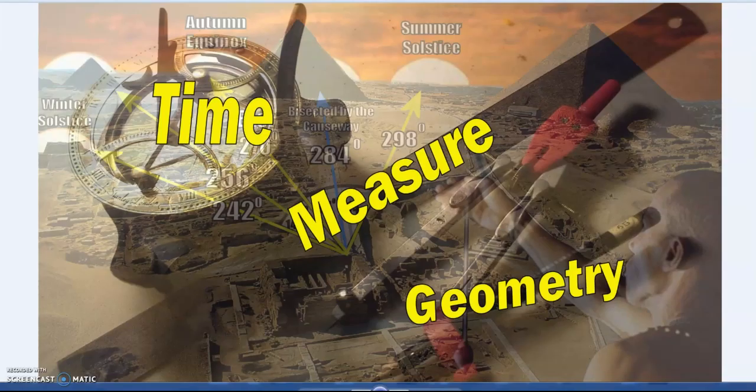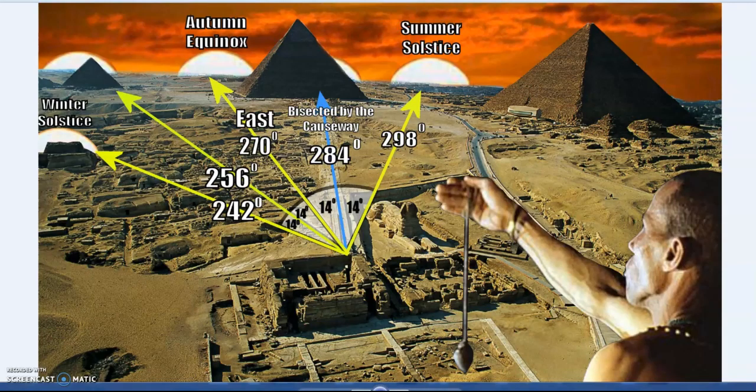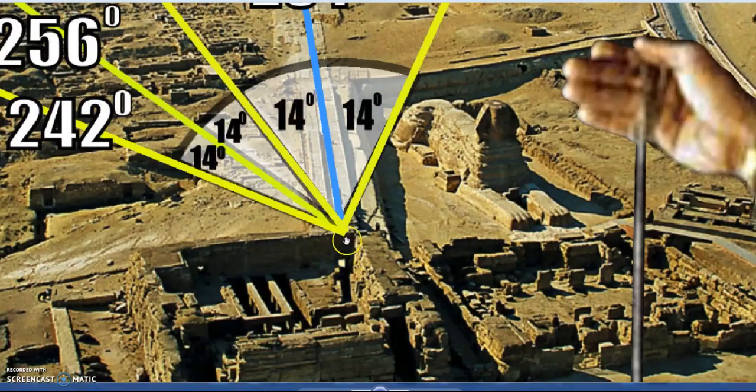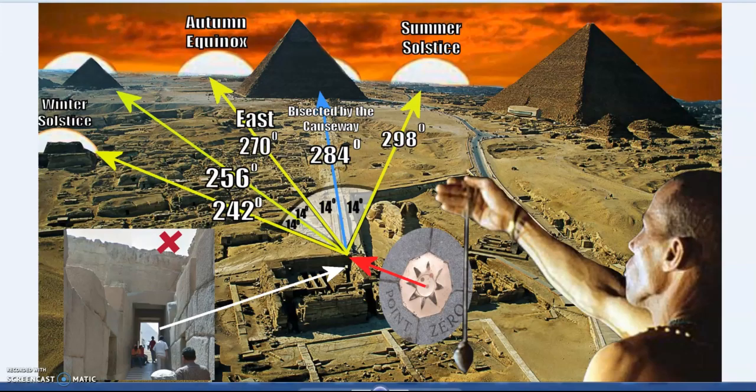So the secrets of time, measurement, and geometry through the astronomy and the architecture of the Giza Plateau only lead to one point, and that's on the northwest corner above the doorway of the Khafre Valley Temple. This is the 0 point marker.